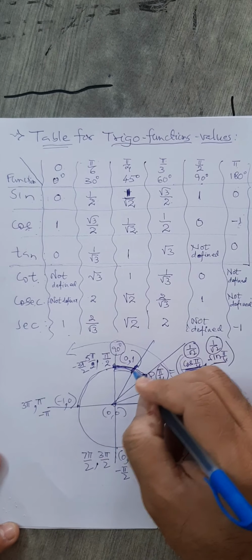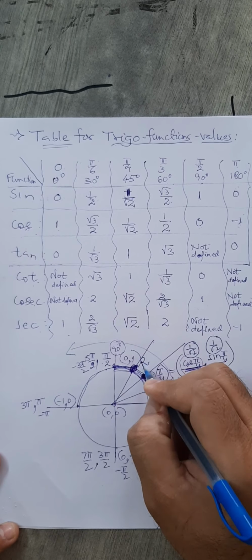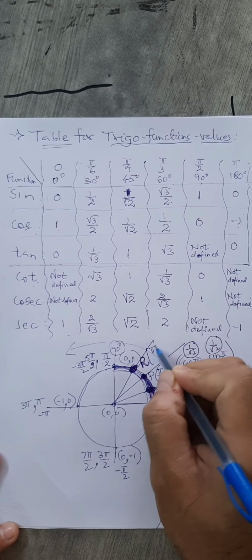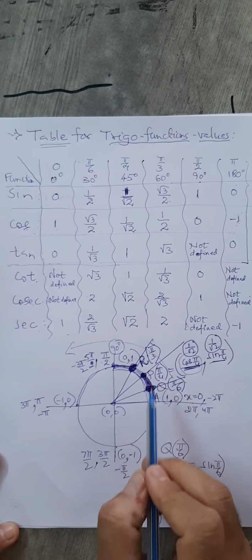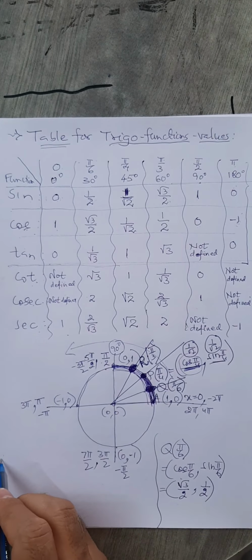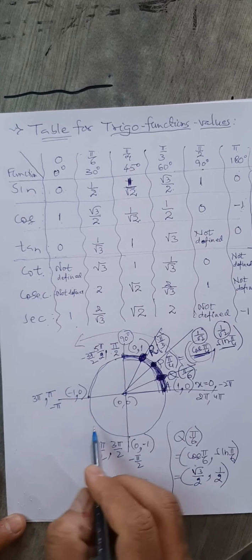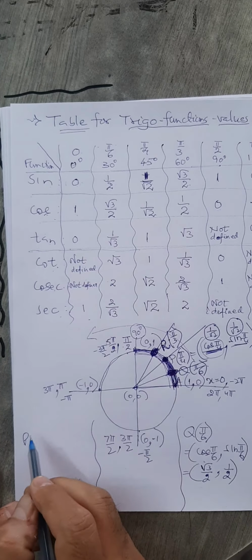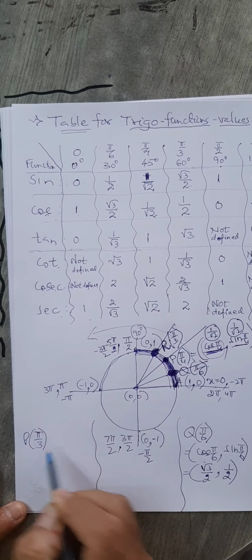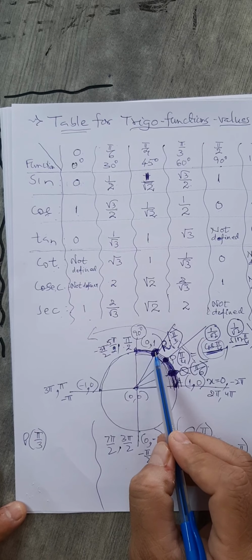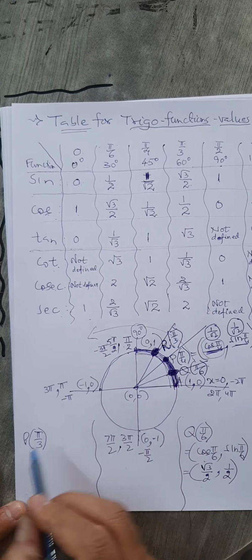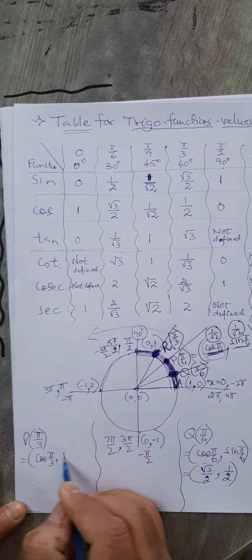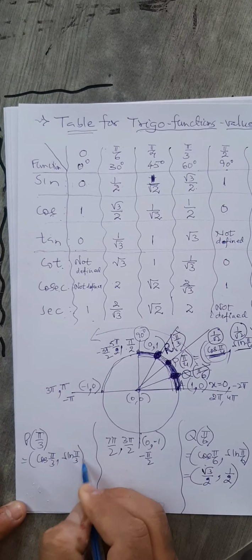And one more standard value: here 30, then 45, then here you have 60 degree. This one, let me call this point R for example. So this is pi by 3. Pi by 3 means 60 degree. So if I write here, let me write P of pi by 3. Now this is again a point on the unit circle, so it would have two coordinates. The first coordinate is cos pi by 3, the second coordinate is sine pi by 3.